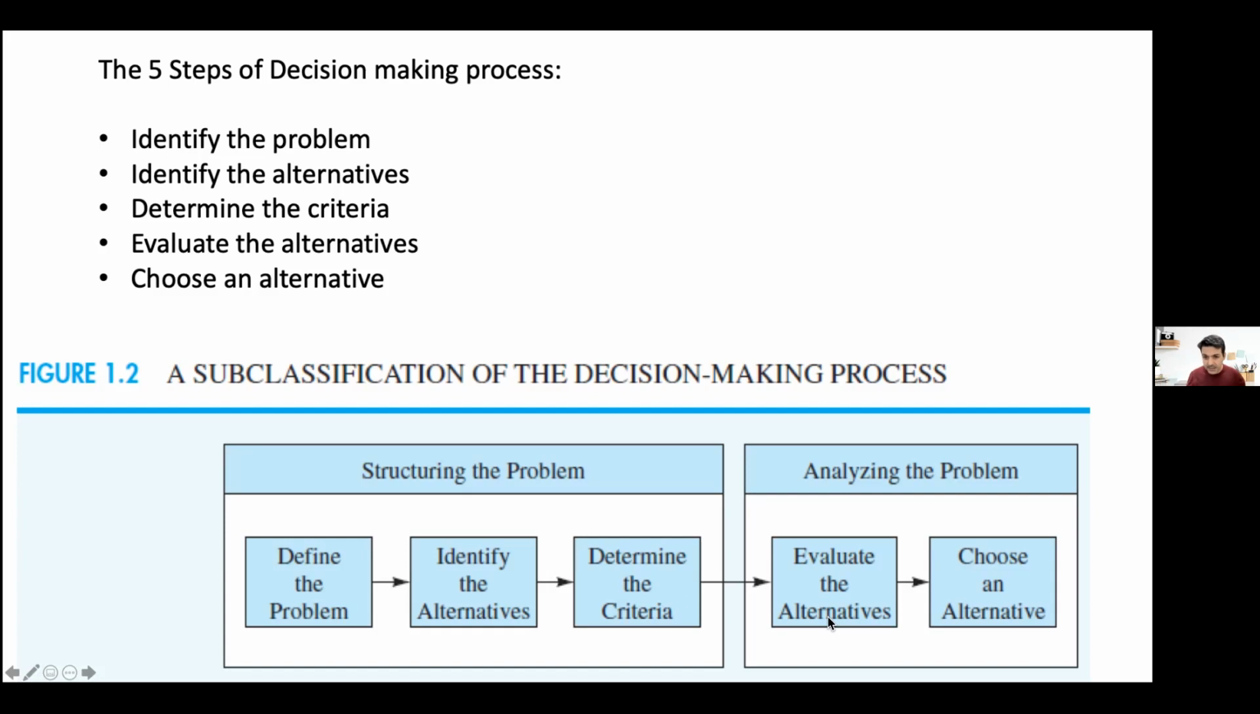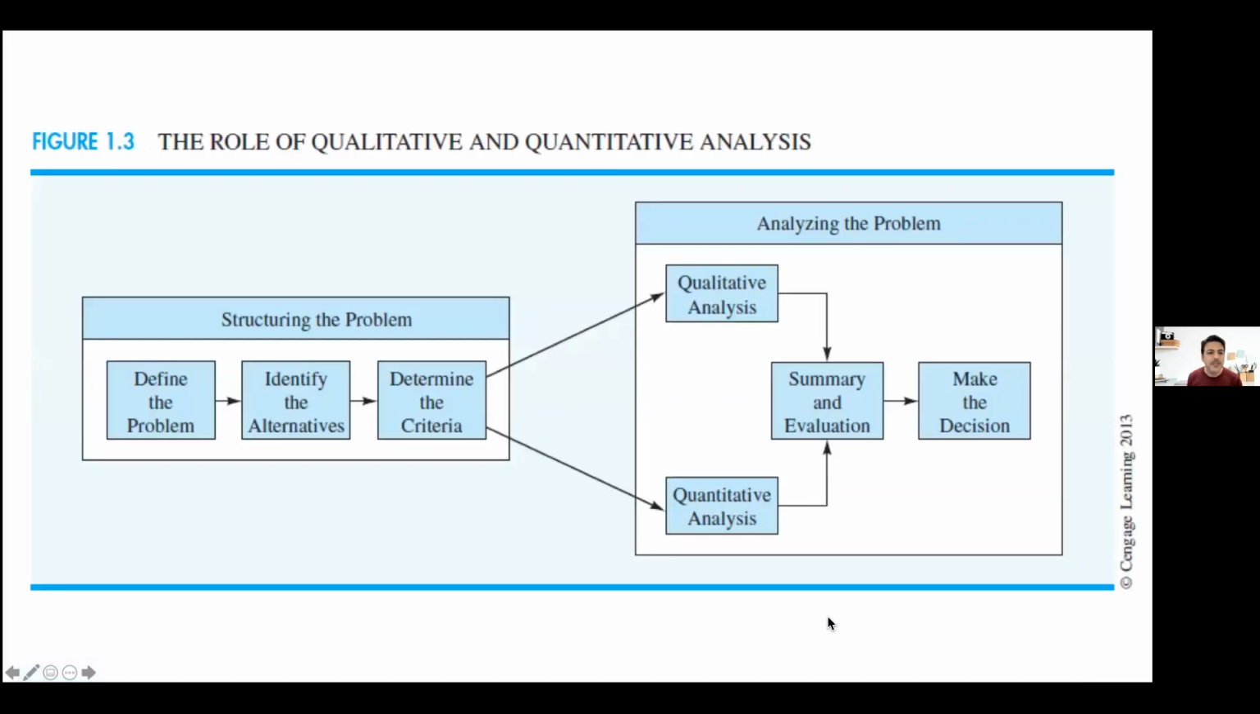And then based on the results that you have, you should be able to conclude which one of those is the best. So choose the best alternative. So define the problem, identify alternatives, determine the criteria, and all of those are structuring the problem. The right part is analyzing the problem. Analyzing the problem means you have two choices.